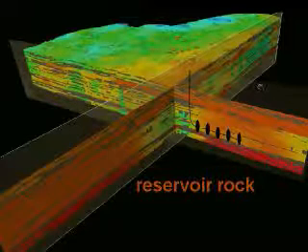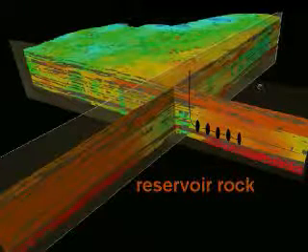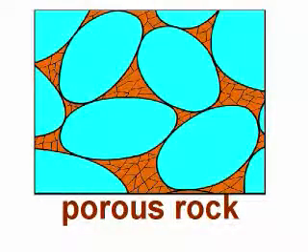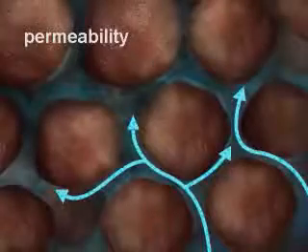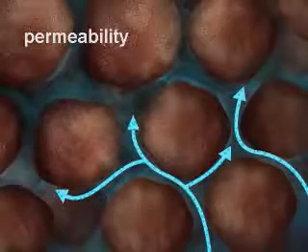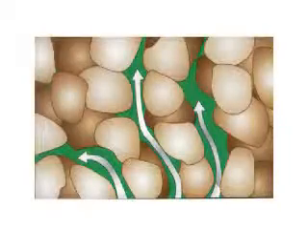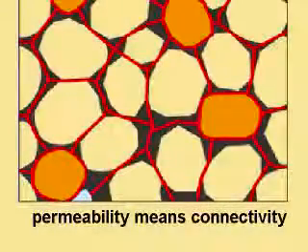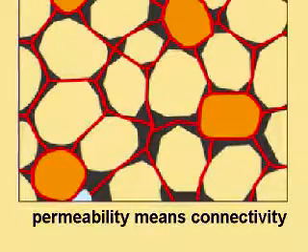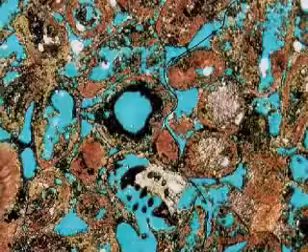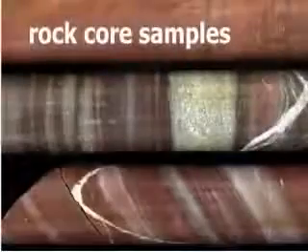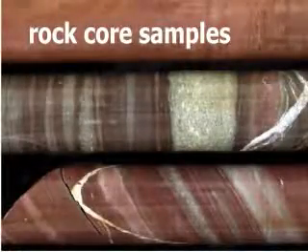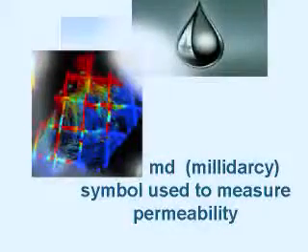Now, in order to be a good reservoir rock, you need the following characteristics. Number 1, porous rock. Rock that is filled with empty space containing fluid. Number 2, permeability. The rock porosity must be connected, channels between the pore spaces for the fluid to flow. We need fluids to be able to flow. Even though there might be holes or porosity in the rock, these holes must be connected. They must have little channels between them. We measure permeability in the laboratory using rock core samples. The unit of measurement for permeability is called the millidarcy, or MD.